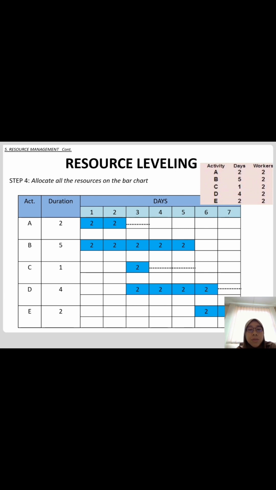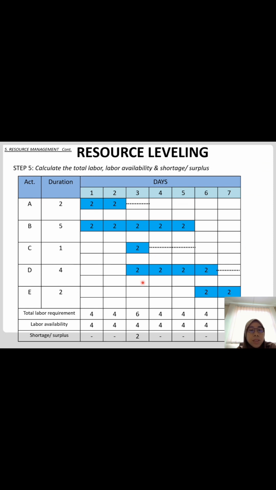And after that, you need to draw the number of workers in that day. So you have 2 workers. Every day is 2 workers. So 2, 2, 2. Alright. And then after that, you need to total the labor requirement daily. On day 1, there are 2 activities running together, which are activity A and also B. So 2 plus 2, which is 4 workers.